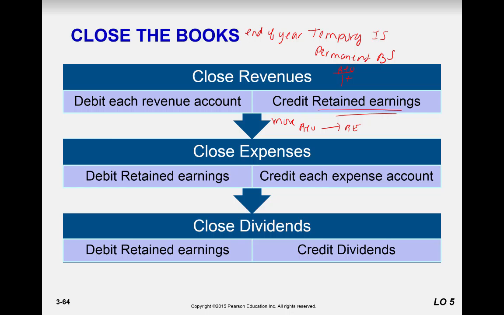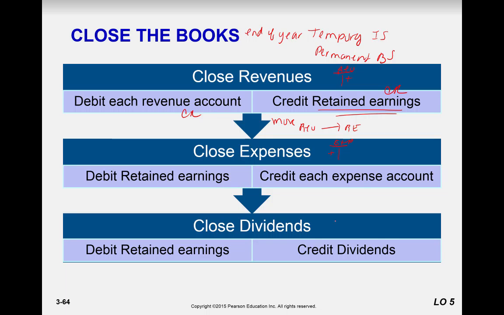credit. So normally revenues have a credit account, so we're going to just add those credits over into retained earnings by debiting the revenue account and then crediting retained earnings. You do the opposite for expenses. Expenses has a natural debit balance. So in this case, you're going to debit retained earnings and then credit each expense. Because remember, expenses reduce the owner's stake in the company.